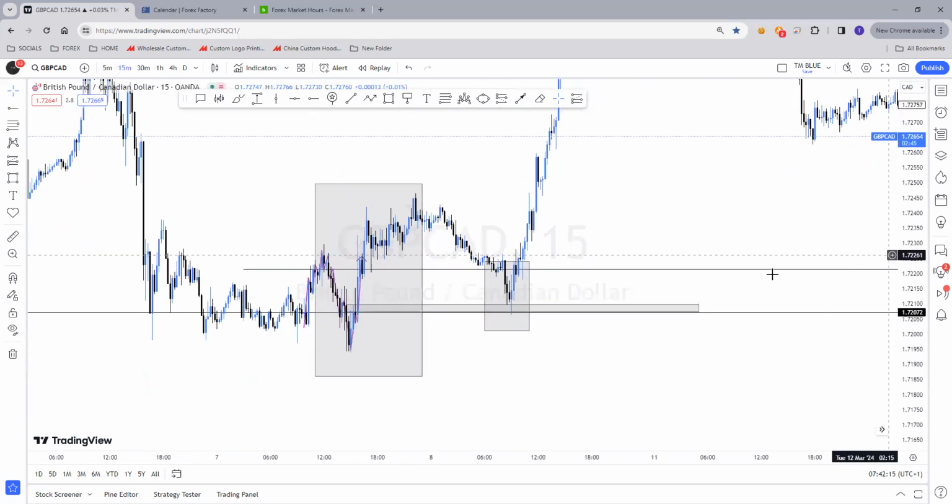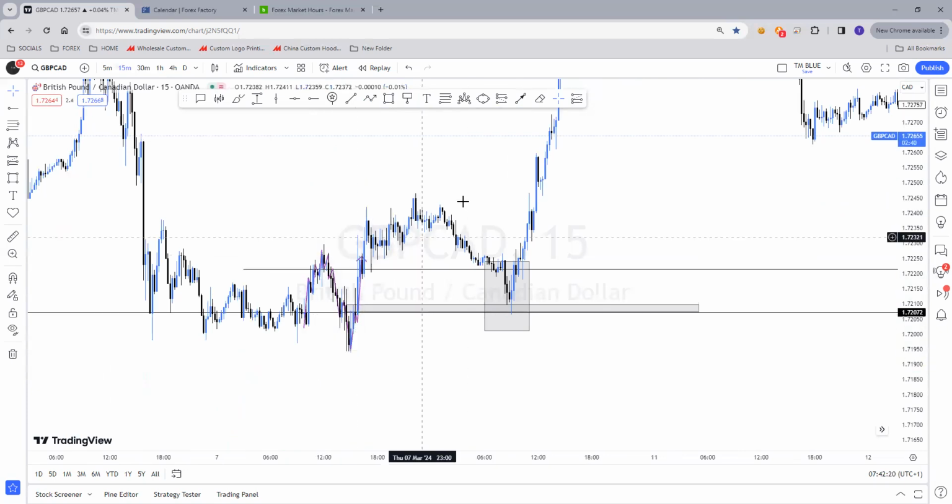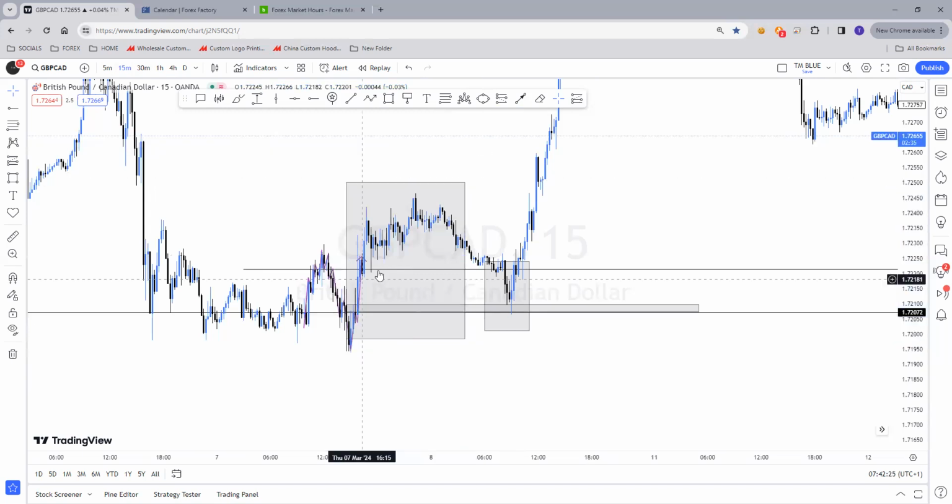Right here. So if you're saying to me, Matt, I missed this whole movement, yeah, that's okay. Why do you want to be involved in all this anyway? Because look at how choppy this is. Okay, wait for the retest.